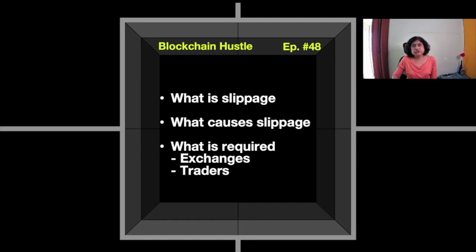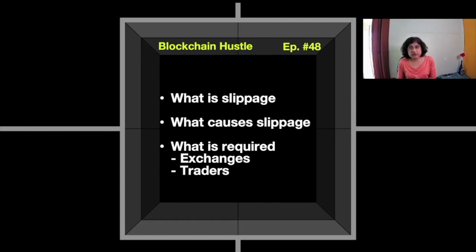Then some exchanges like Uniswap have in place a mechanism which would prevent the traders from buying away the entire liquidity, from wiping away the entire liquidity from a pool, which actually would make the prices higher for your large orders. So they put in these kind of preventive mechanisms.